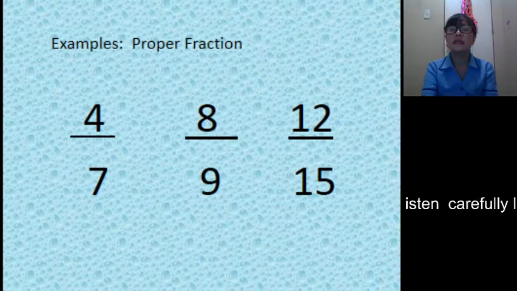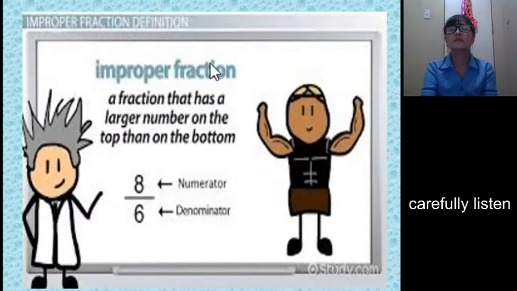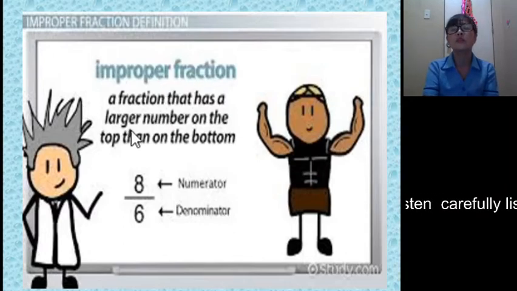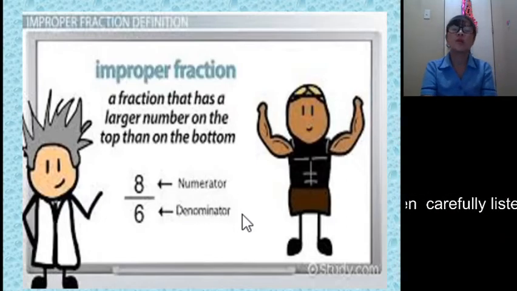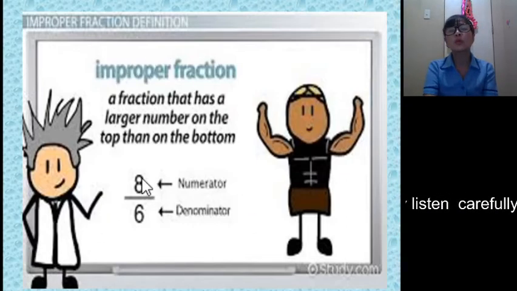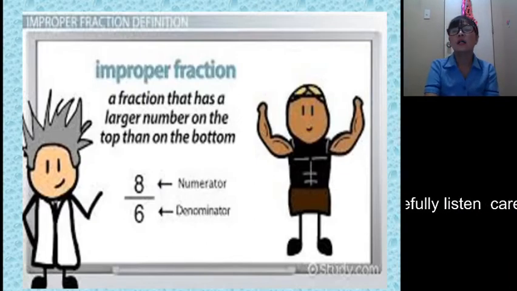Another kind of fraction is improper fraction. Improper fraction is a fraction that has a larger number on the top than on the bottom. So in our example, 8 over 6, 8 is our numerator, which is greater than the denominator, and 6 is our denominator, which is the opposite of the proper fraction. So, in improper fraction, the numerator is greater than the denominator. For further knowledge, I'll give you another example for this improper fraction.